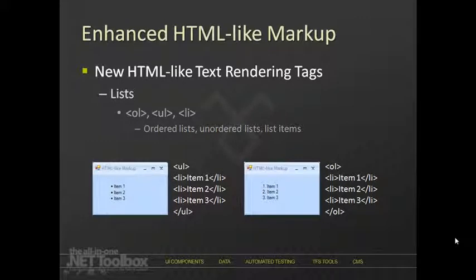We've also added support for lists, including ordered lists and unordered lists. And again, you can see some examples of this. Down here at the bottom left is an example of an unordered list. And again, that's a single label displaying all of that formatted text. And to the right, you can see an ordered list, and again, a single label.